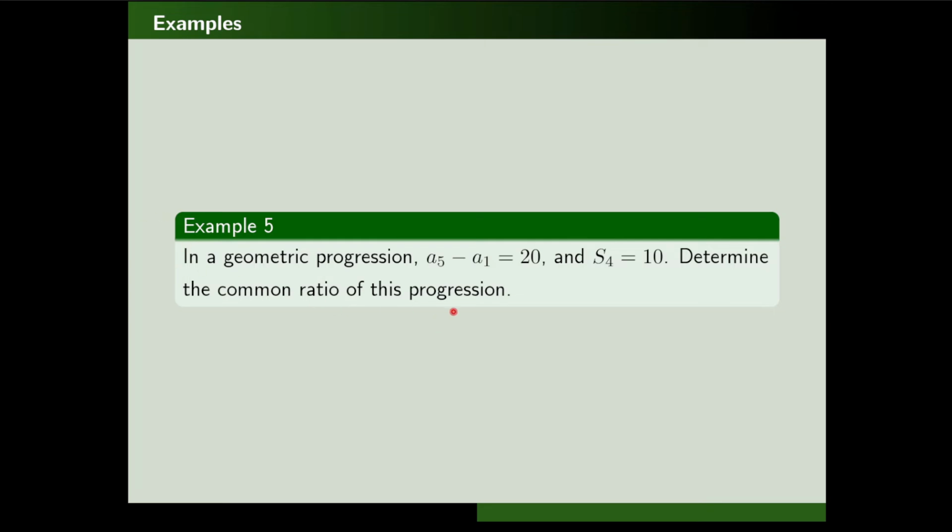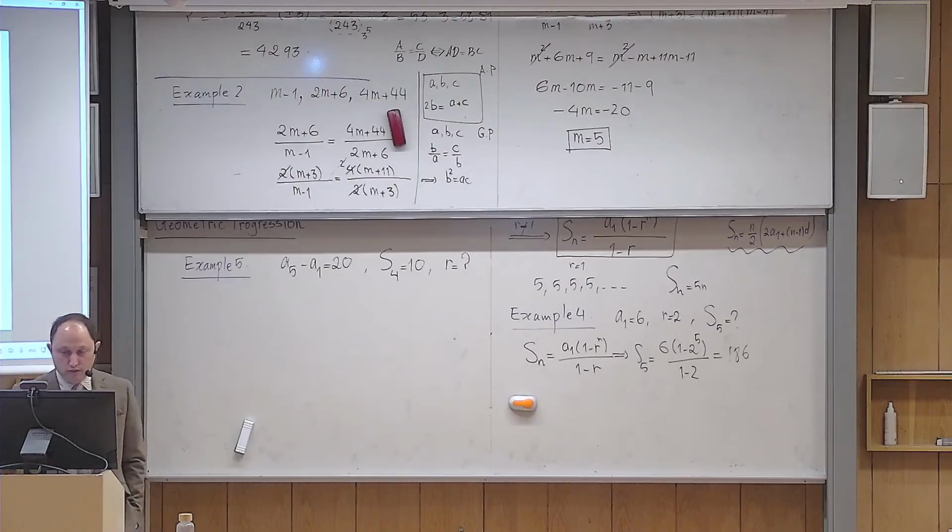So in a geometric progression, we know that A5 minus A1 is 20, and we know that S4 is 10. Determine the common ratio of this progression. So they are just asking you to find r. I pause recording and then I give you time, solve it, and then the lesson will be finished. Whenever you have your answer, please let me know. Yes?